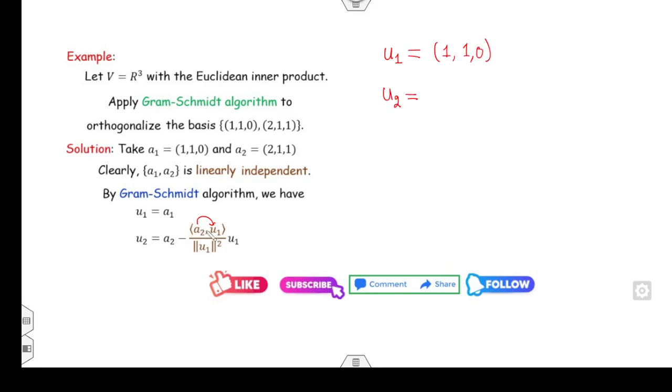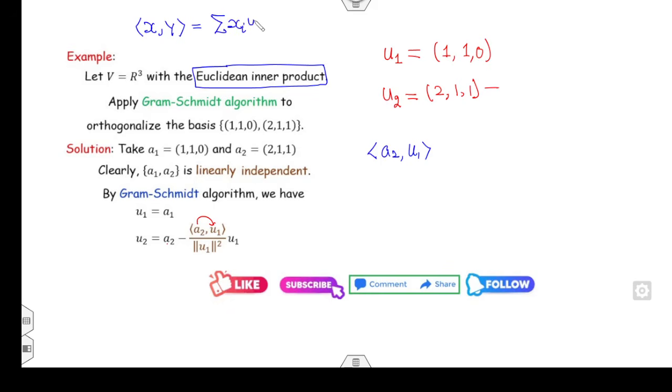Now U2, I can substitute the value of A2, (2, 1, 1), minus the projection. What is the inner product of A2 and U1? The Euclidean inner product of x and y is the summation of xi yi, so that means the dot product. This is my A2, and this is my A1. So what is the product?